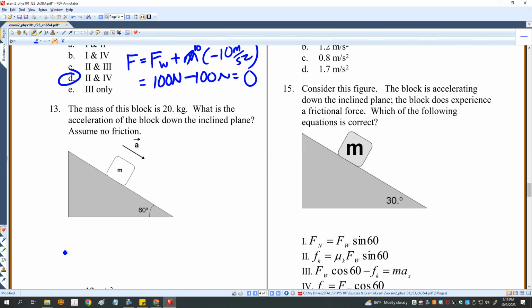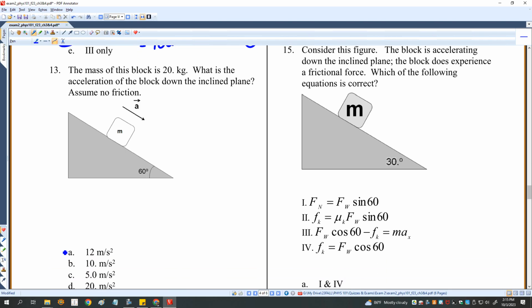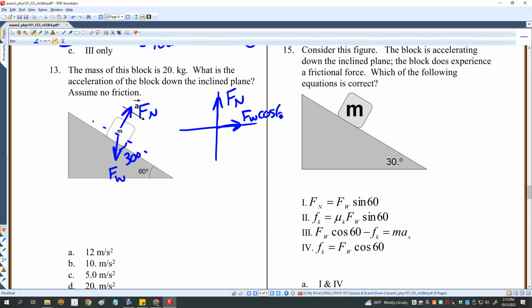Mass of this block is 20 kilograms. What is the acceleration of the block down the inclined plane? Assume no friction. All right, so let's draw our forces. The normal force. You don't really have to do all this, but let's just do it just for fun. Fw, and then we'll draw those Fn. Oh, by the way, this angle is 30 degrees, so then I have Fw cosine of 30 and Fw sine of 30.